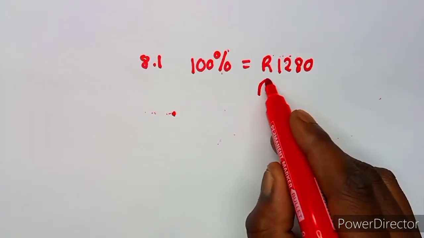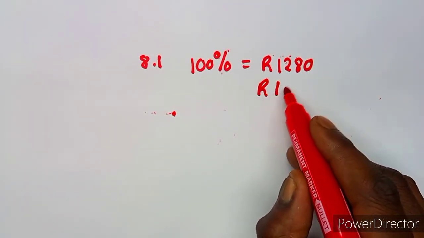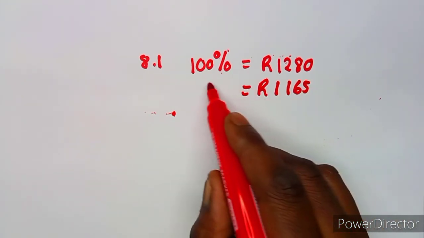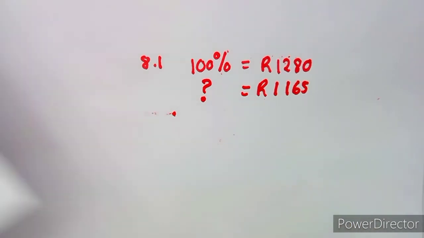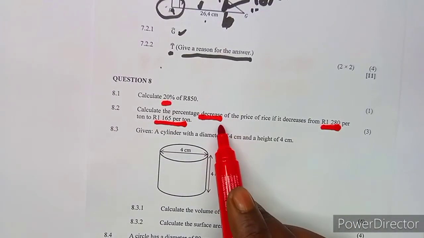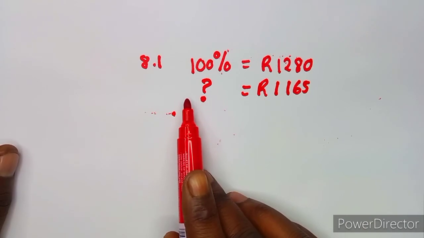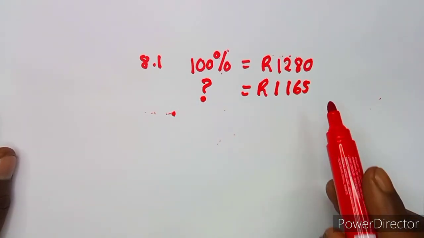So we want to know that when the price decreased to this value of 1,165 rand, what was the corresponding percentage, so that we can tell the difference, or you can simply find the difference in terms of amount. Then that difference is the one that you're going to use to calculate what? The percentage decrease. Okay, so what am I actually saying here?